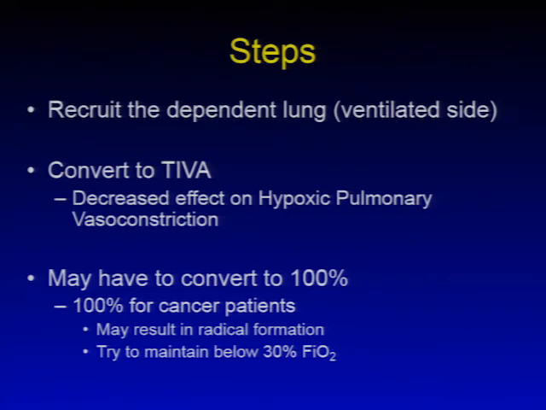This will have a decreased effect on hypoxic pulmonary vasoconstriction, something that the volatile agents inhibit. You may have to convert to 100% oxygenation. In my estimation, it should be assumed that patients who have a tumor generally are not ventilated with 100%, especially for cancer patients, because this may result in supraradical formation. And so at least where I did my training, we would try to maintain a FiO2 of below 30%.